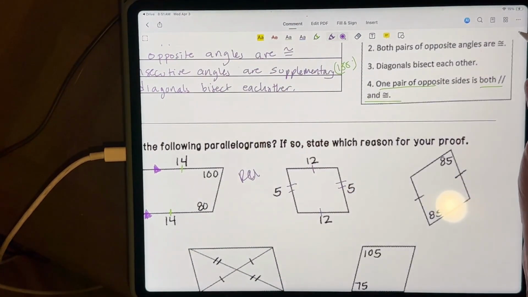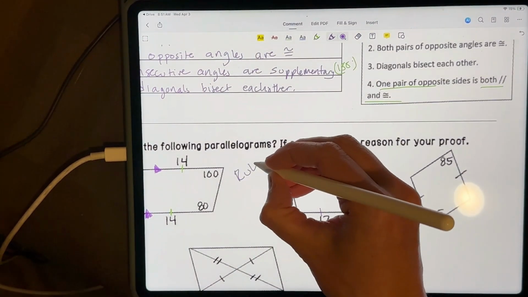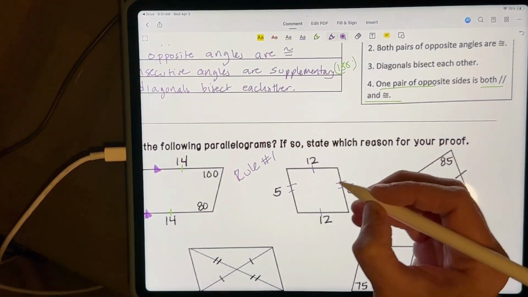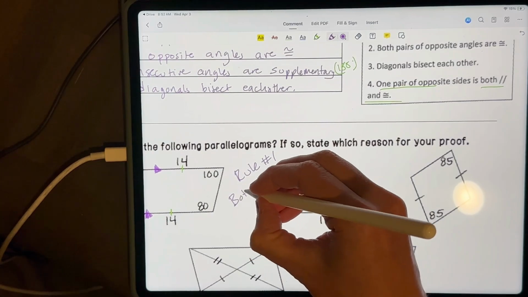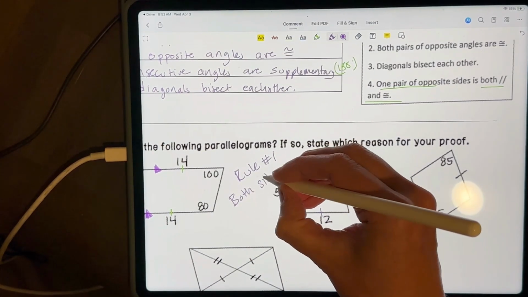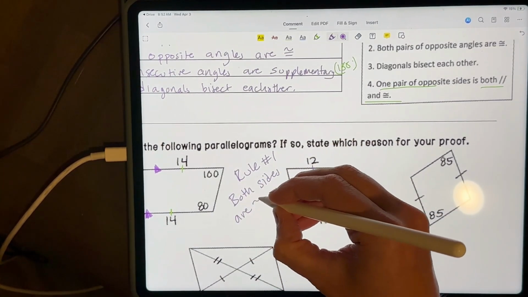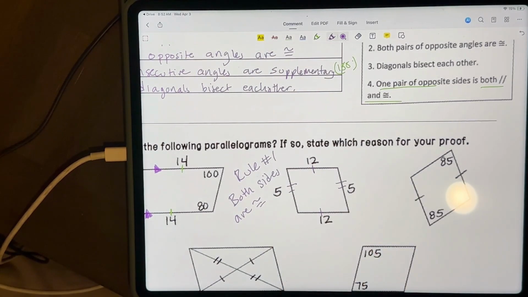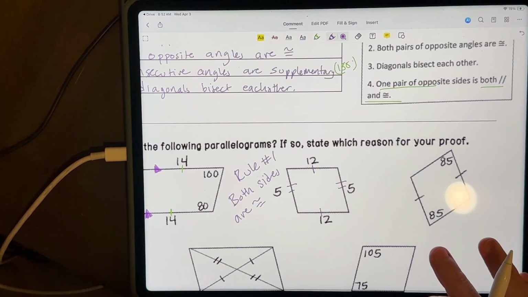If I can spell rule. Okay. Both sides are congruent. So the top and bottom are congruent, the left and the right are congruent. I should say both pairs of sides, but it's okay.